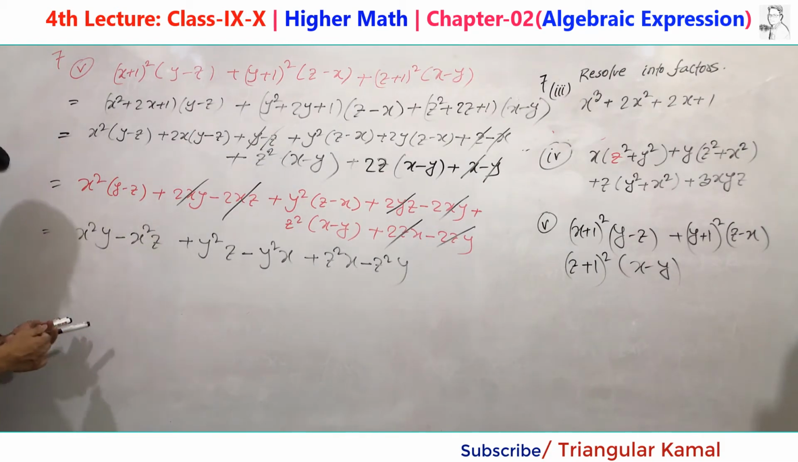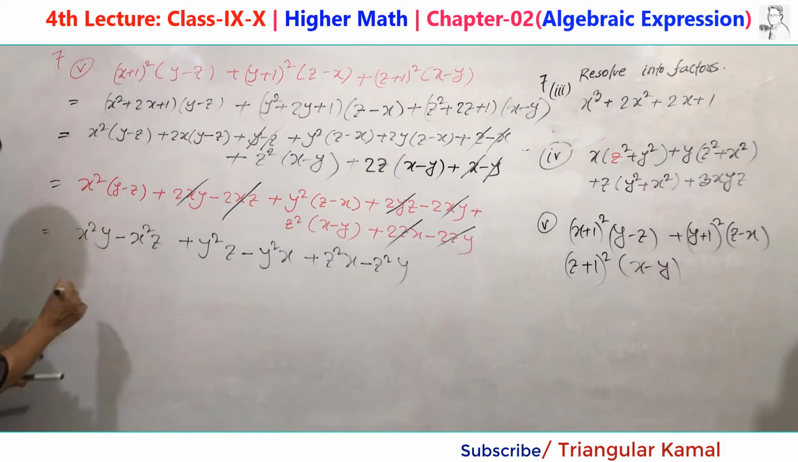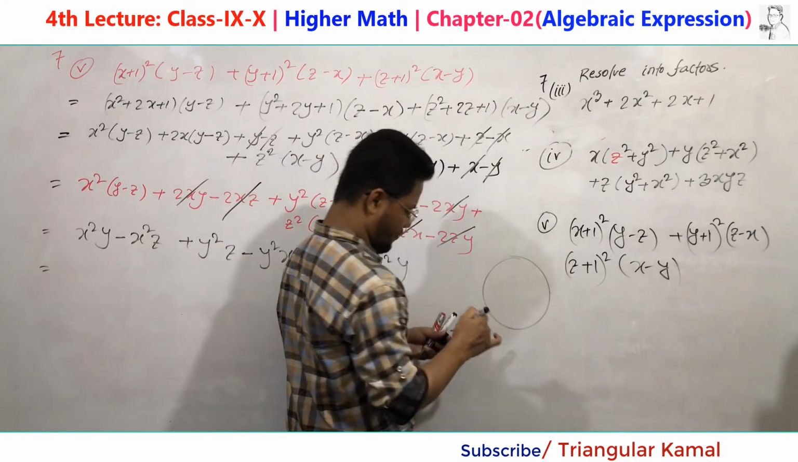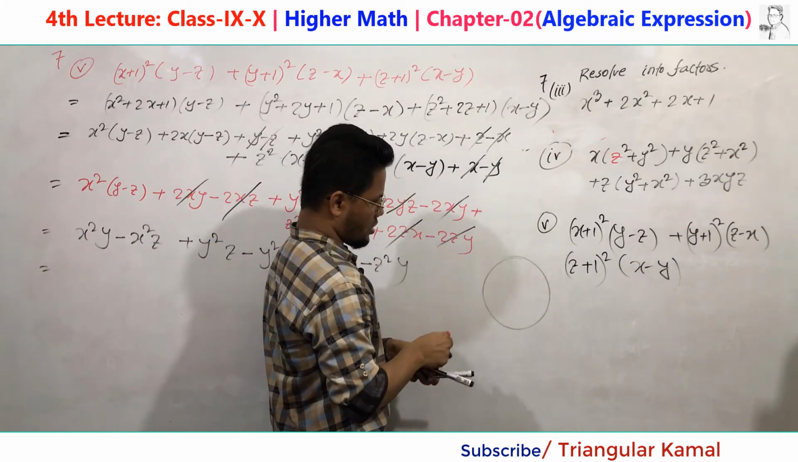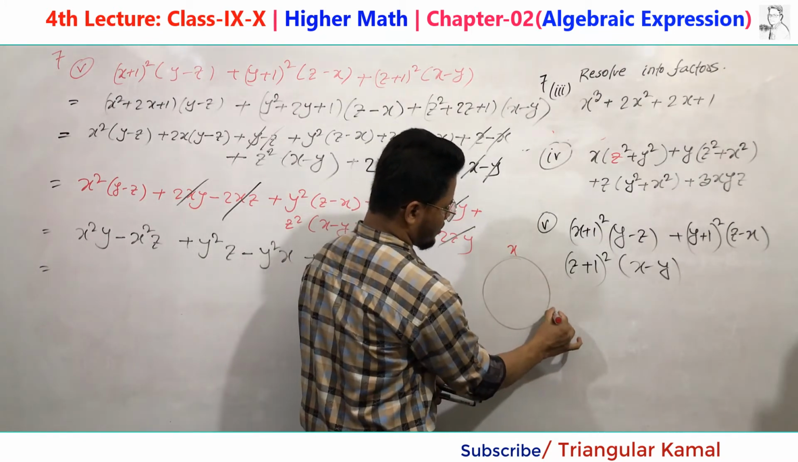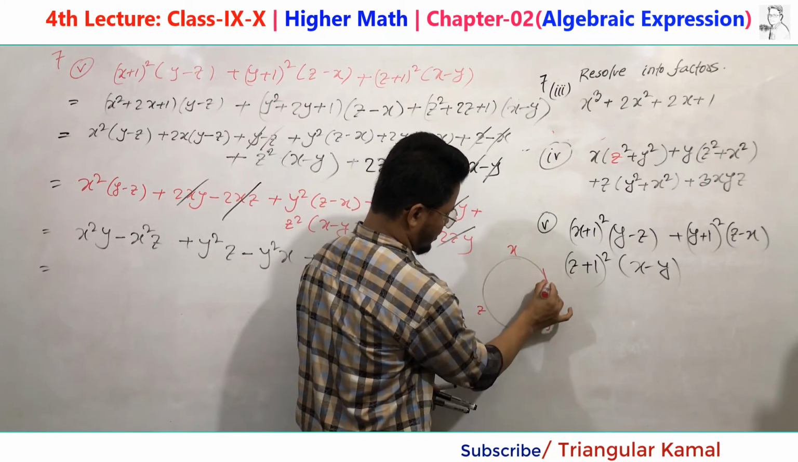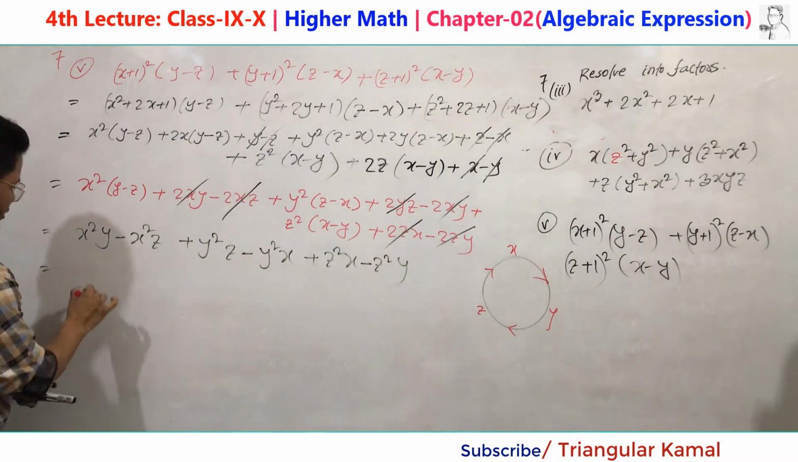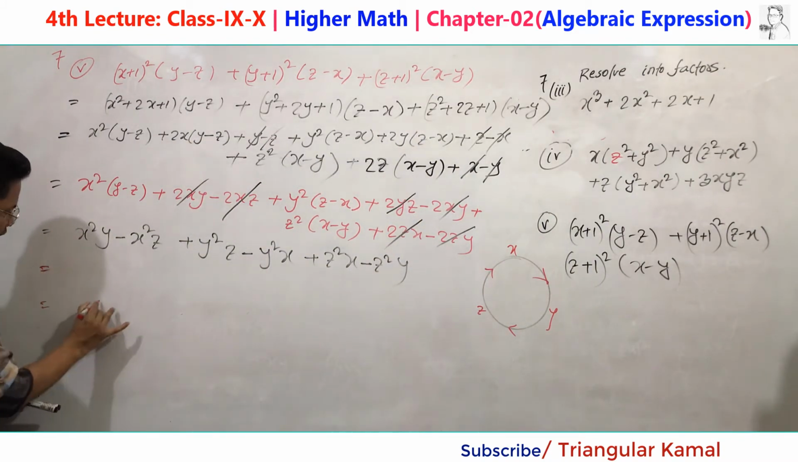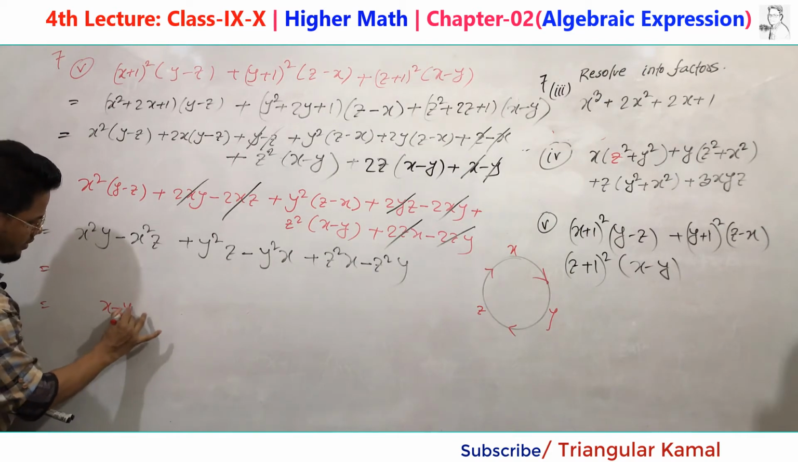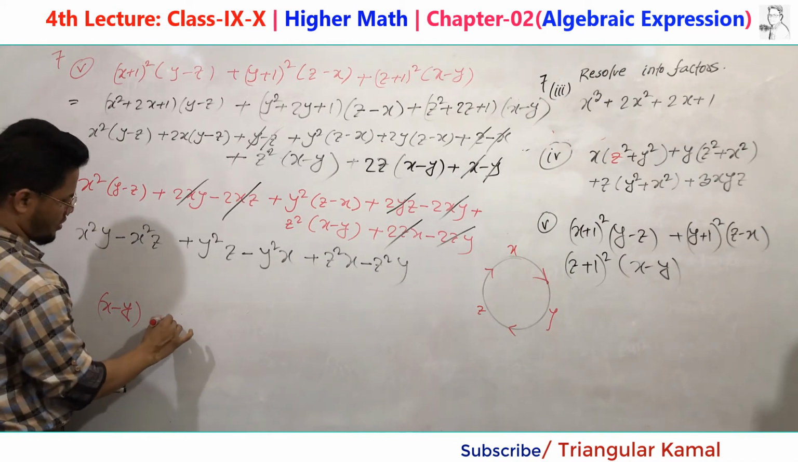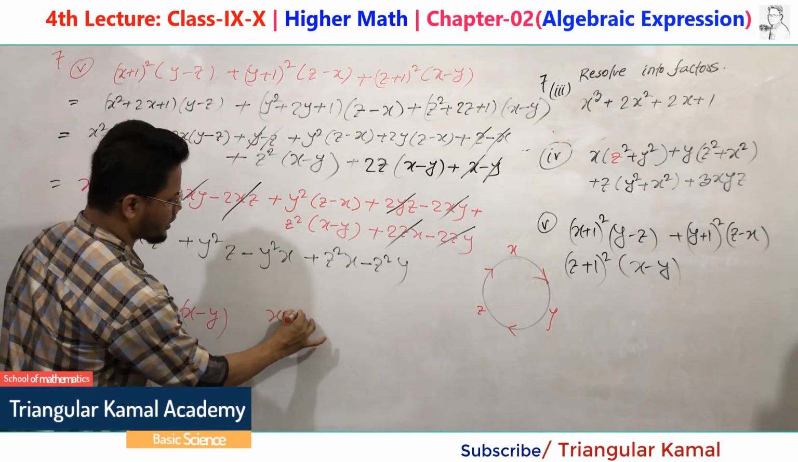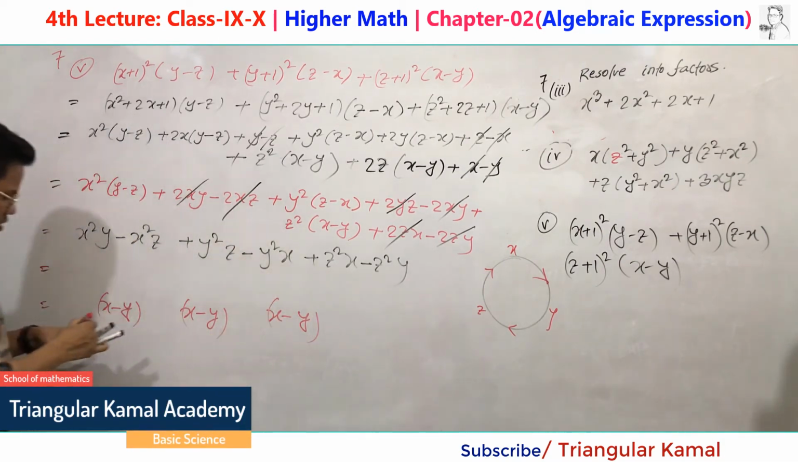Inside the 6 terms, just arrange the data to take common factors. Like if you think here, the first one is x, y, z in cyclic order. First take common here x minus y, x minus y. First one, just find out.